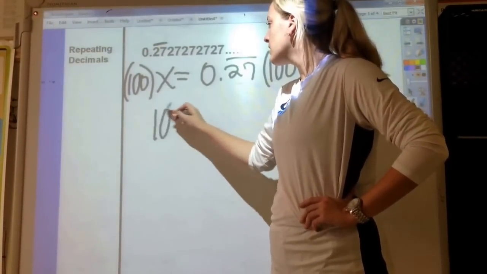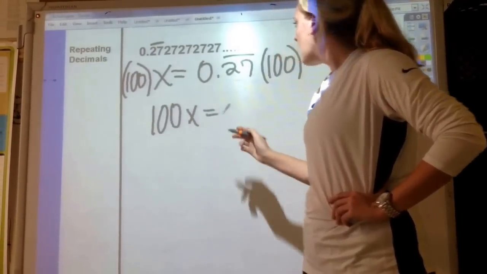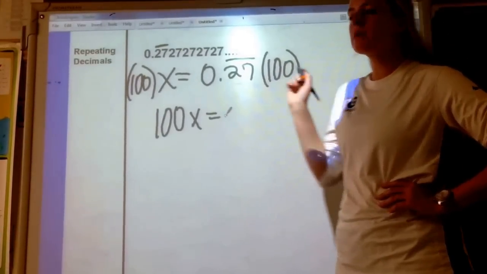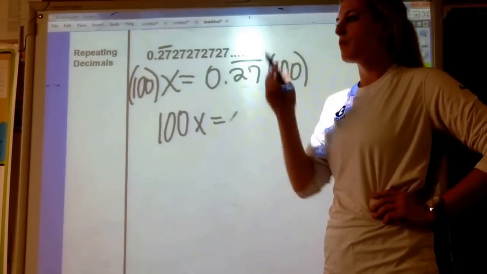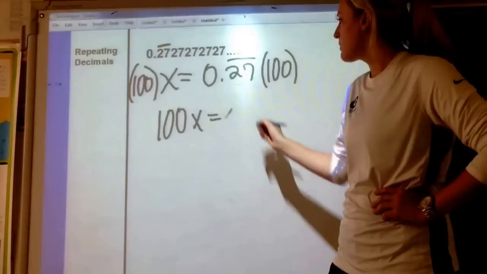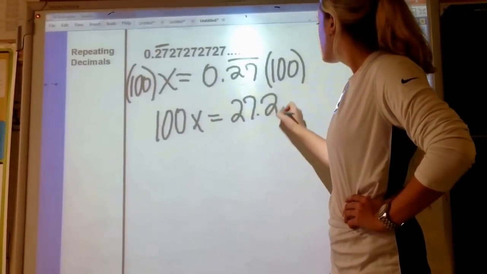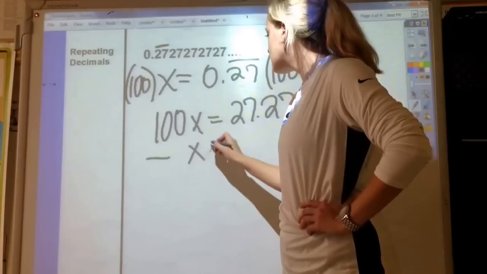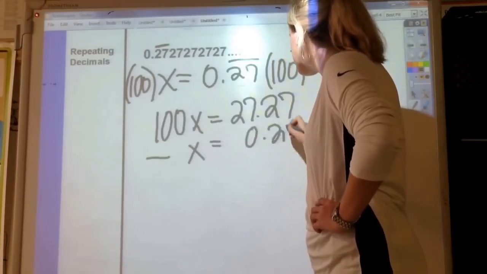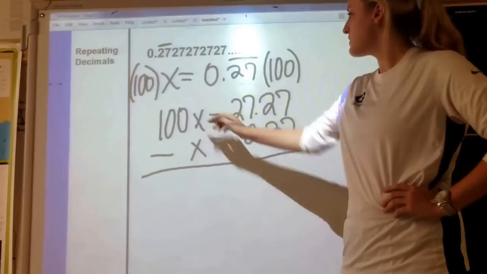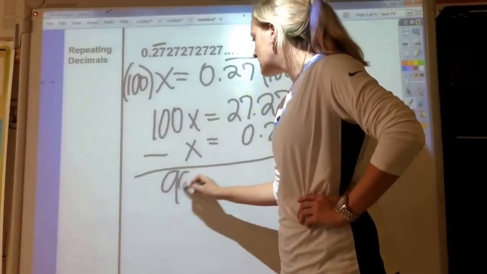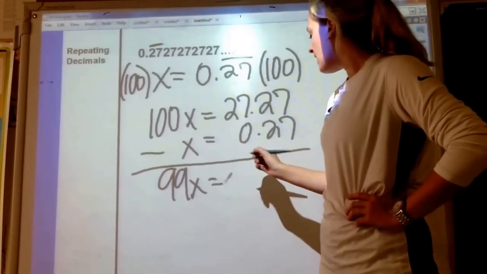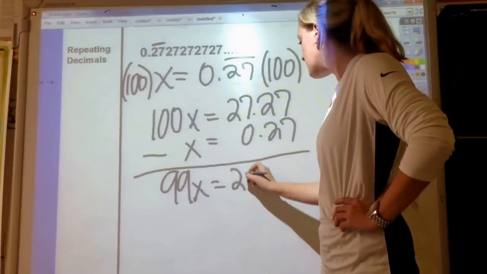100 times x rather, is 100x, and then if I multiply 0.27 by 100, what I'm really doing is moving my decimal right 2 places. So I'm going to come out with 27.27. Then I take my old equation and I subtract it from my new equation. So 100x minus x equals 99x. And then 27.27 minus 0.27 will just give me 27.